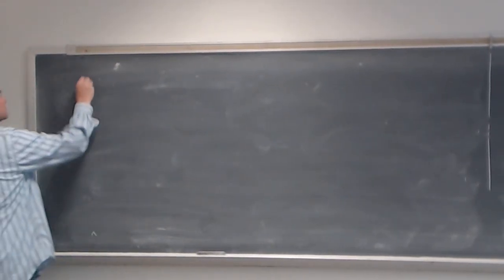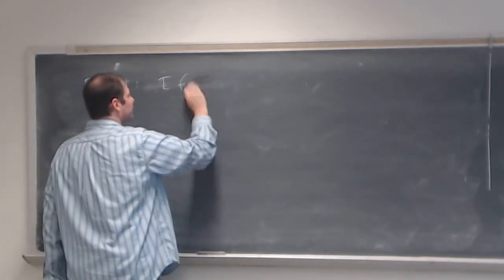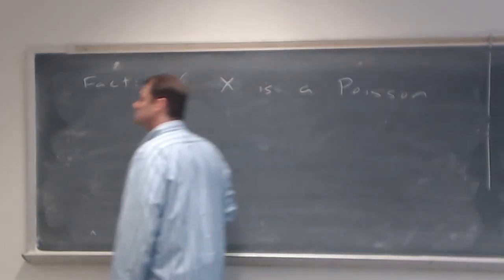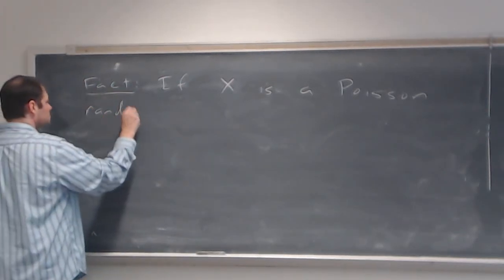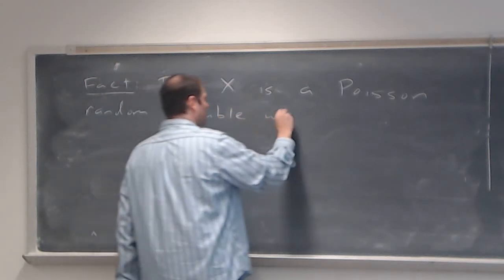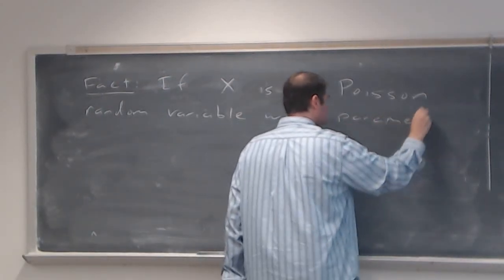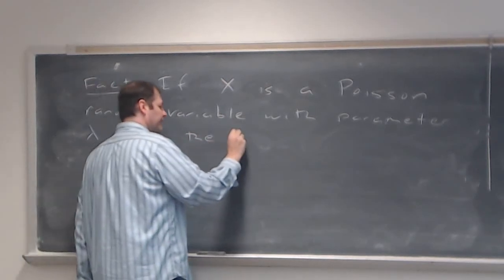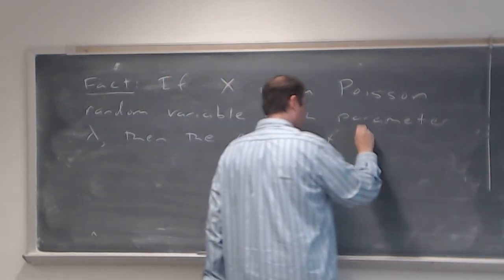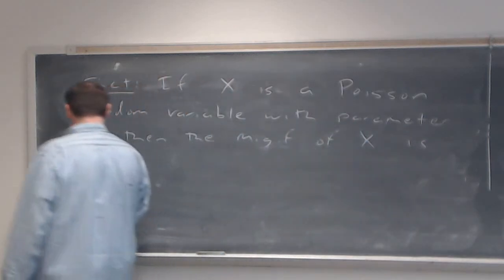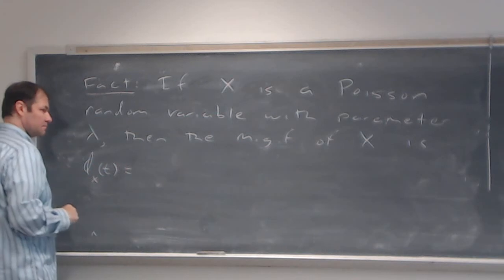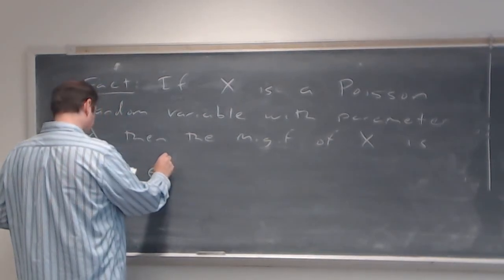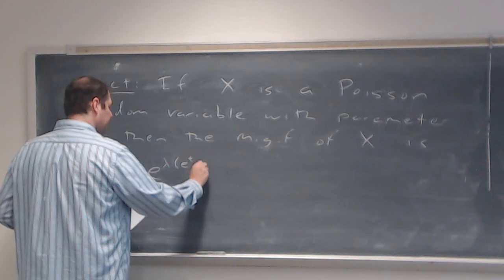So as a fact, if X is a Poisson random variable with parameter lambda, then the moment generating function of X is phi sub X of t, which is equal to e to the lambda times (e to the t minus 1).